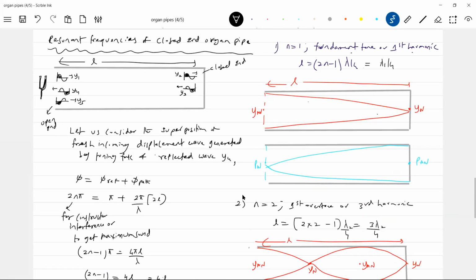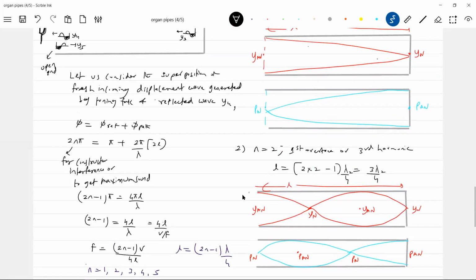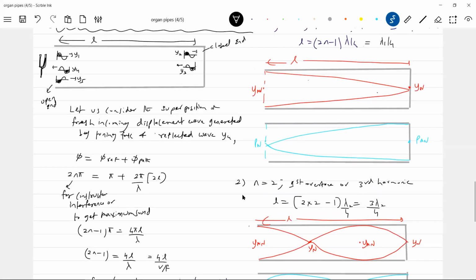Let's write the equation for resonant frequency. Put n equal to 1, so V by 4L. So what is the first resonant frequency? F1 will be V by 4L. I'll write in black color. Please do remember, these are very important. Then what is F2?